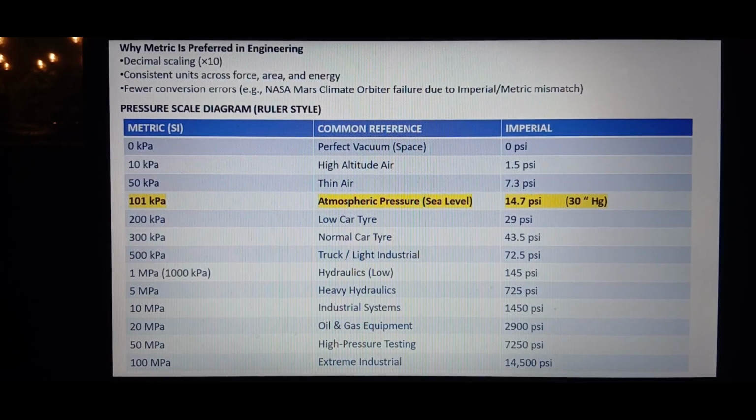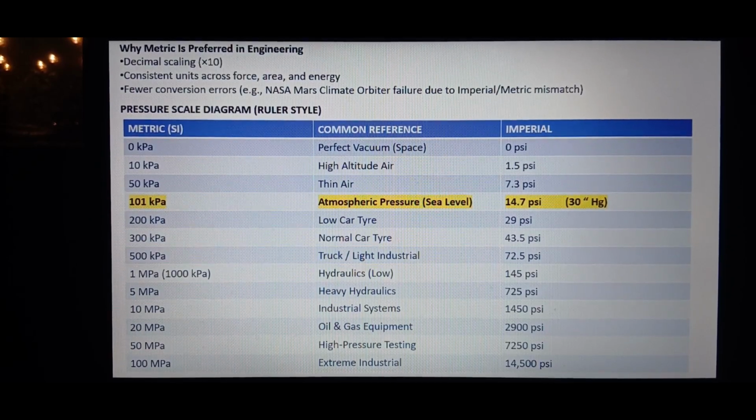Why is metric preferred in engineering? Well, because it's decimal based, multiplied by 10. All the scales are in decimal. It's consistent. The units across force and area and energy. There's fewer conversion errors.